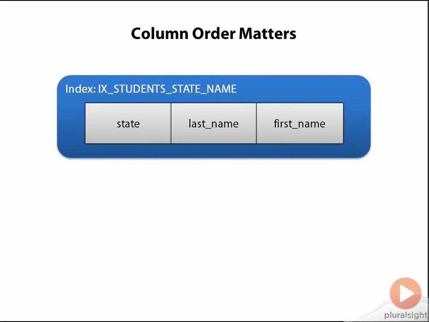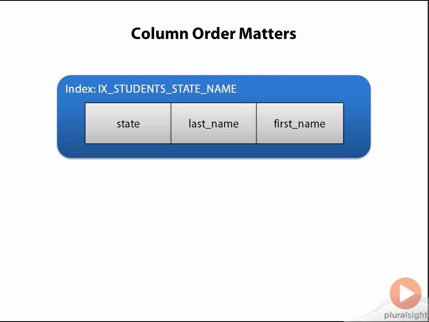Most of the time, you're going to be dealing with composite indexes. That is, indexes that contain multiple columns. One of the most important things to recognize about indexes is that the order of columns in the index matters. On the slide, we have an index with 3 columns: state, last name, and first name. So it is the combination of these 3 columns that makes up the index key. The order here is important though.